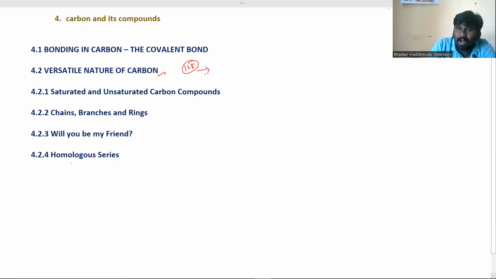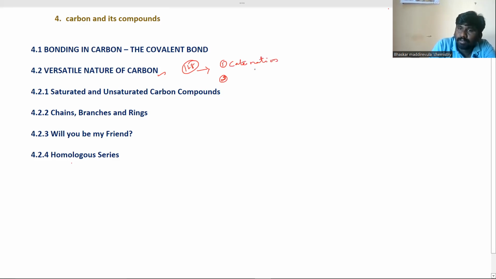What is the reason why carbon is able to form a large number of different types of compounds? To that, there are only two reasons we can give. For the versatile nature of carbon, there are two reasons. One is catenation ability.